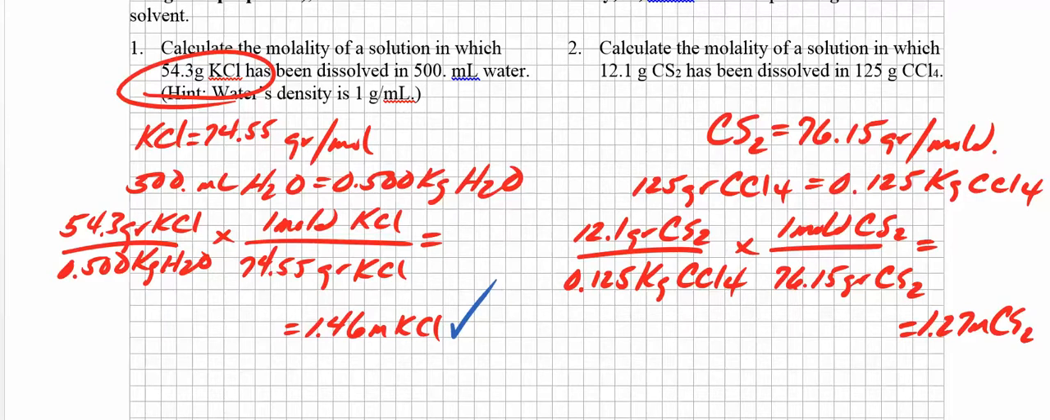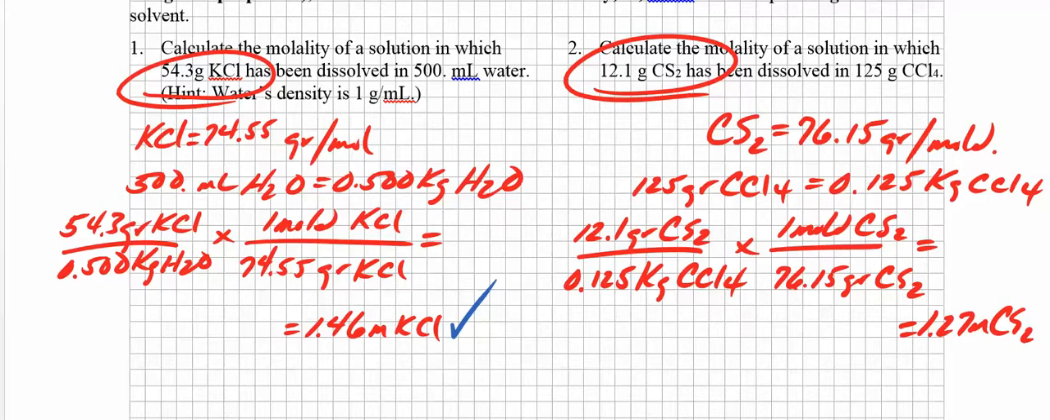Then we're going to convert the 125 grams of the solvent, which is carbon tetrachloride, into kilograms. So we get 0.125 kilograms of carbon tetrachloride. All right, we're set now. What we're going to do is take the 12.1 grams of carbon disulphide and convert that to moles. So we're going to do that by multiplying that by 1 mole of carbon disulphide per 76.15 grams of carbon disulphide.